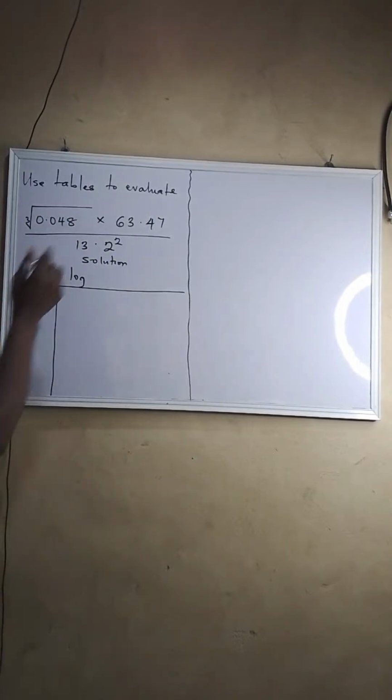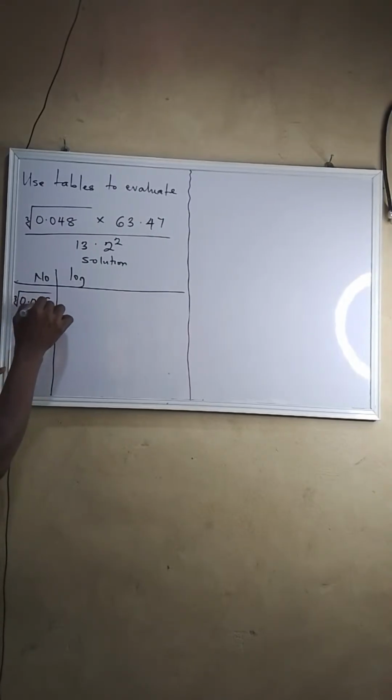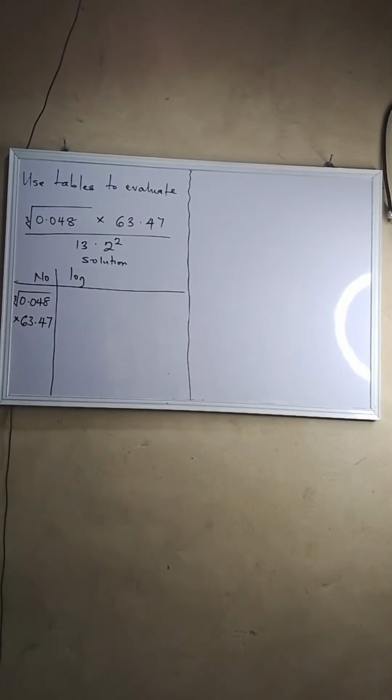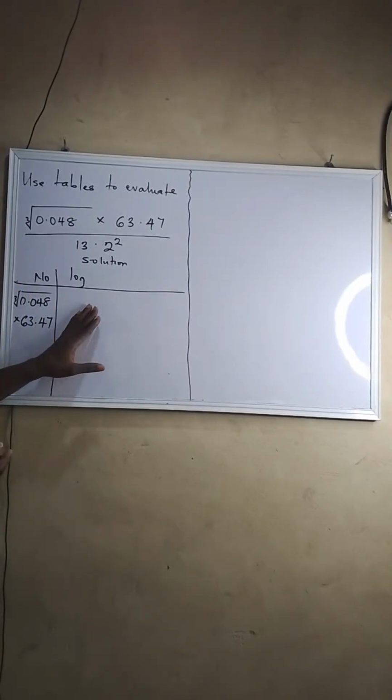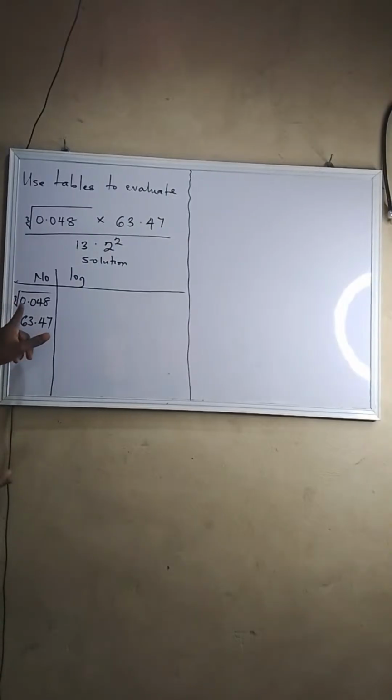So what we have in the numerator is a cube root of 0.048 times 63.47. All right, so we are changing these numbers to logarithms. Now let's look at this number, 0.048. The first thing is to look for the characteristics of this number.